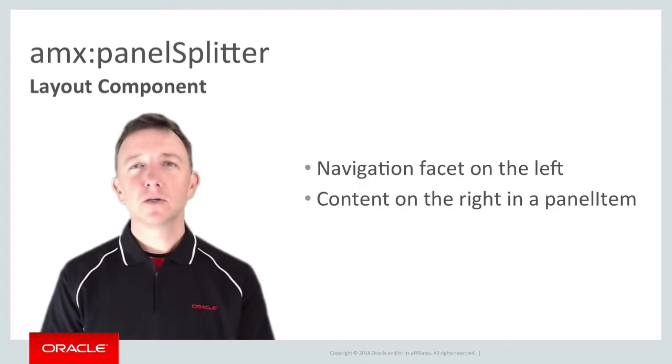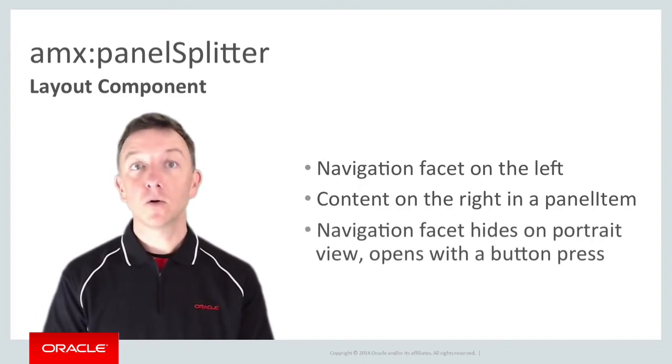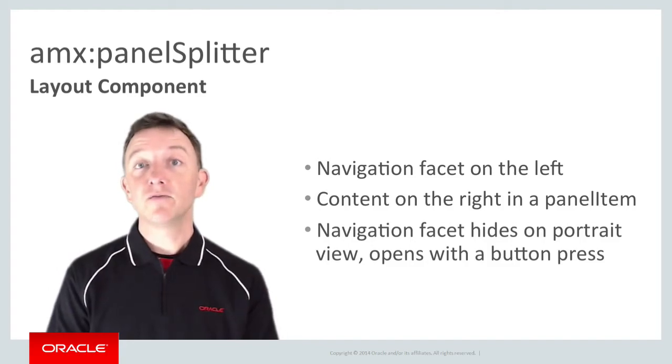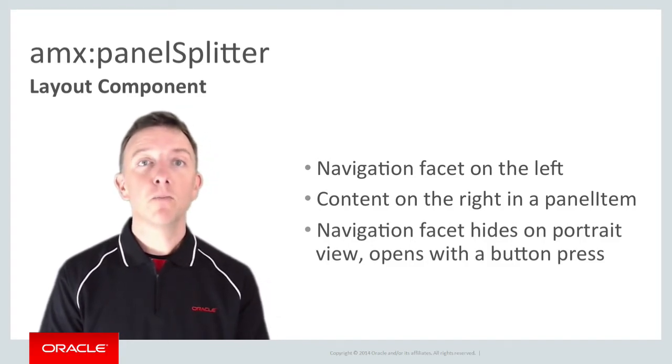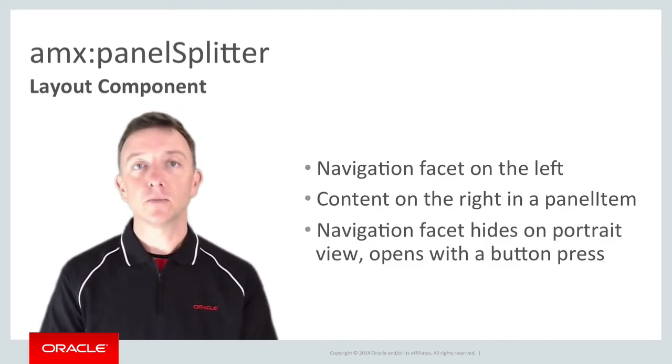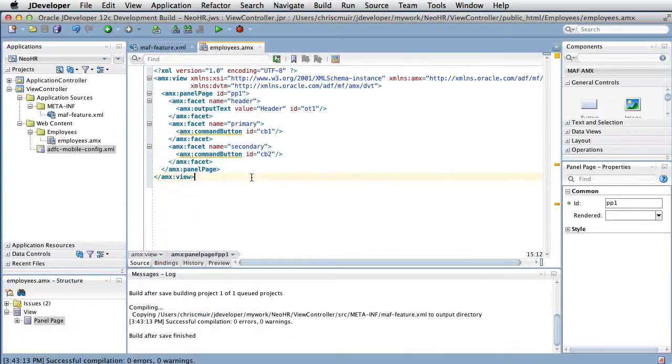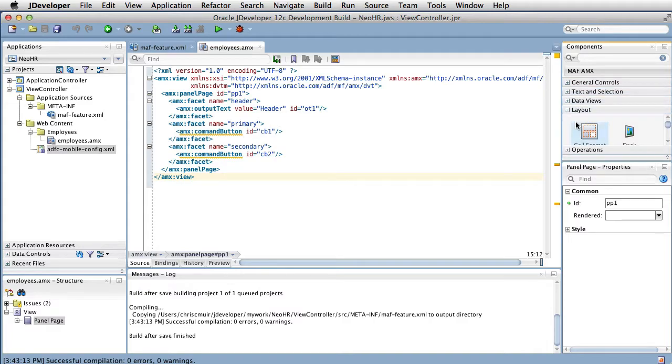Alternatively, when the panelSplitter is rendered in portrait mode on a tablet or always on a phone, the left navigation facet will be hidden with a button, which upon pressing will reveal the navigation items. Returning to our demo, let's introduce a panelSplitter from the component palette into our employee's AMX page.